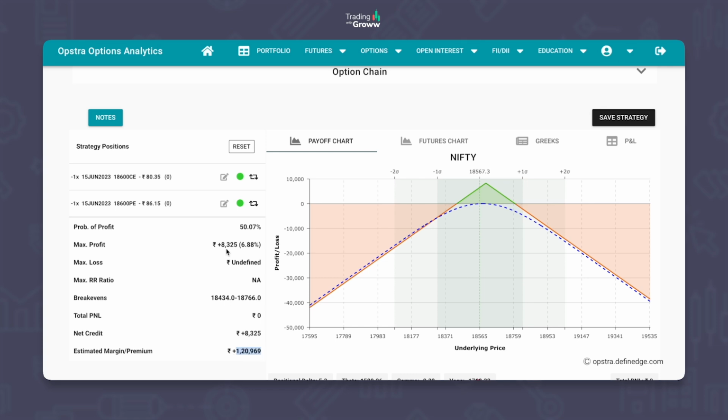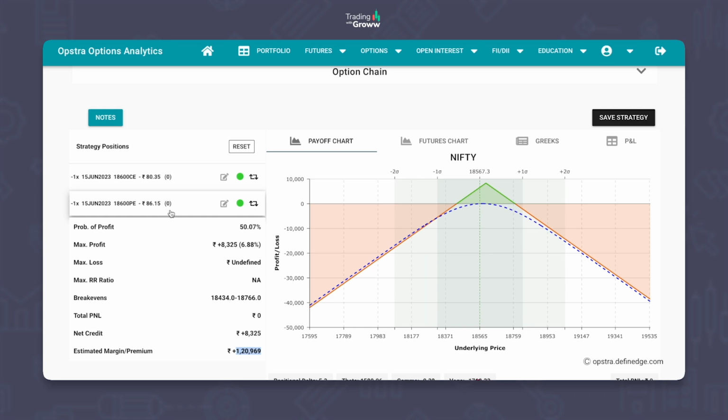And the maximum expected profit is around 8,300 rupees, which is approximately 6% on the overall margin. For the maximum loss, you can use a 25% or 30% stop loss on the premium, where if it moves from 80 rupees to 100 rupees, you'll exit. So your overall premium risk is 20 rupees on the call side and 20 rupees on the put side. That is what most traders use.